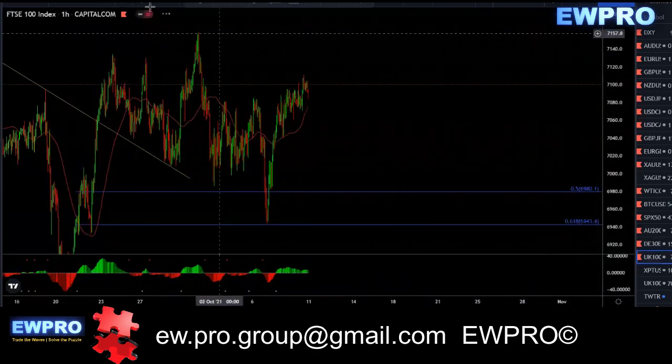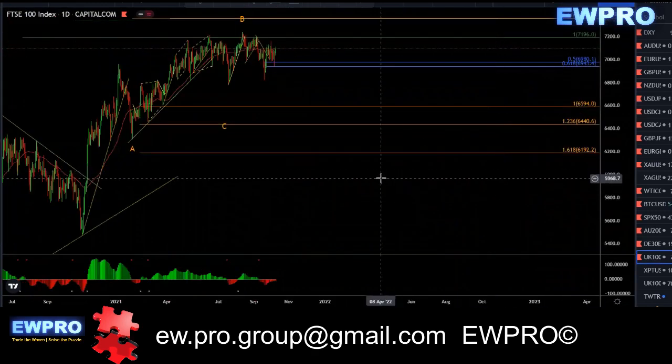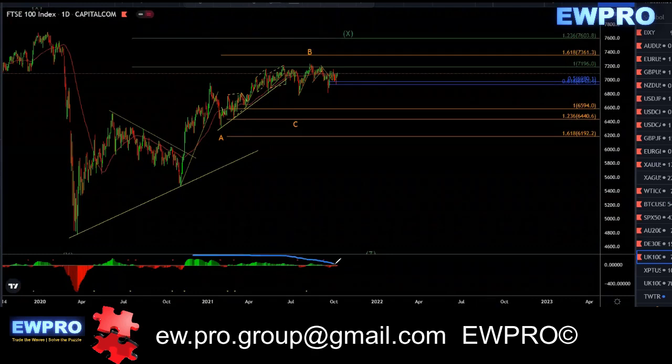Looking at the FTSE on the daily, again, a lot of bearish divergence. You simply don't want to be buying it up this high. It's risky.